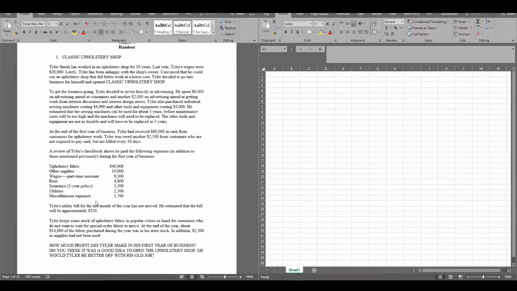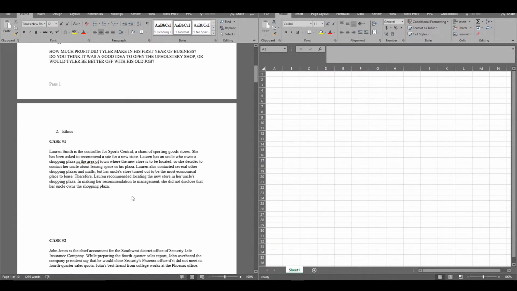Do you think it was a good idea to open the upholstery shop, or would Tyler be better off with his old job? Wow, what a lot of information. And I'm sure just reading that, you probably feel a little bit overwhelmed. Well, obviously, you don't know what to do with all of these numbers yet, but we're going to learn in about 8 weeks what to do with any of these examples that we just looked at. But we've got to start, and we start small, and we have to walk before we can run.